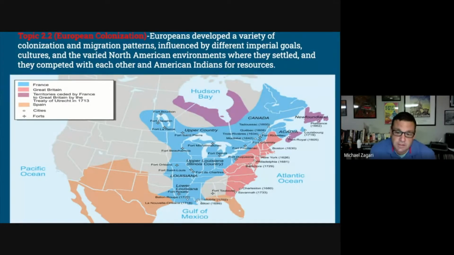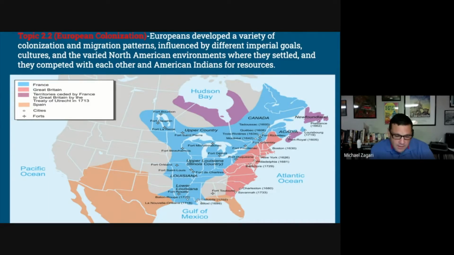So what we're looking at today is unit 2, topic 2.2, European colonization. We're looking at Spanish, French, Dutch, and British colonies in the New World, in North America. We see here on this map where they settled. What we're going to look at are the differences between the settlements of the British, the French, the Dutch, and the Spanish.